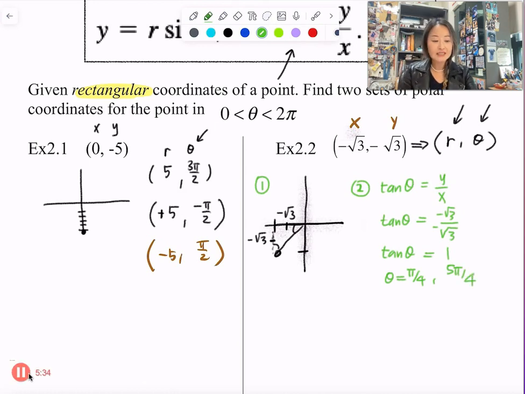5 pi over 4, right? Because that could be in the first quadrant or the third quadrant. But in our case, which is it? You're right, our point is this guy here. So we already got the theta. Be excited, we're almost halfway there.